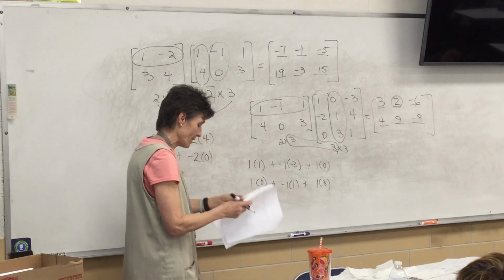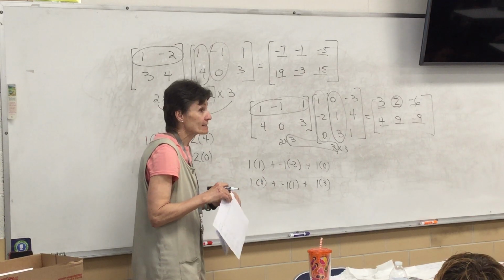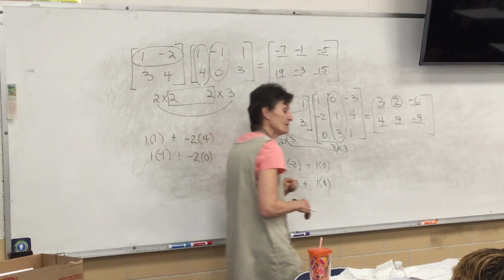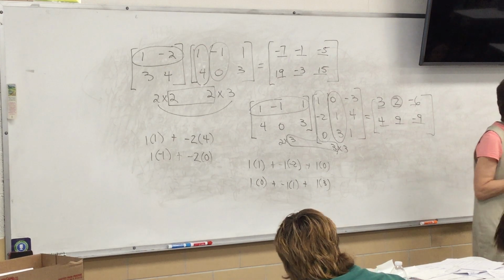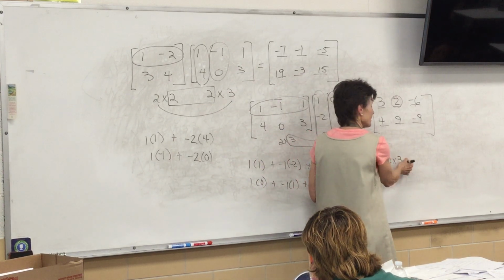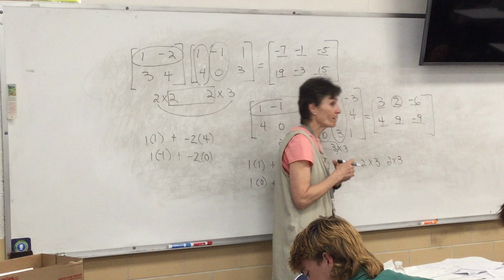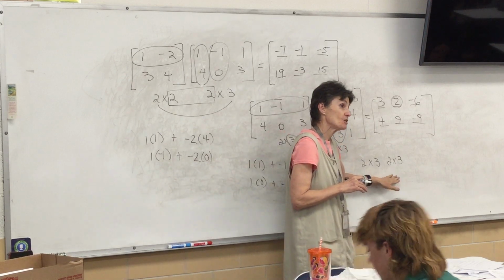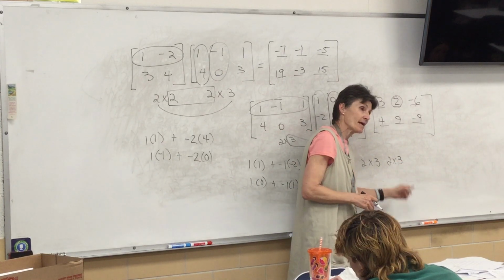What do you think A squared means? Multiply it by itself. Now, let's talk about that a minute. Can I square any matrix in the whole wide world? Think about it. What if it's 2 by 3? Can I multiply a 2 by 3 by itself? No. The only way I can square them or cube them or do any of that is if they are square. You cannot multiply a matrix times itself unless it is square.